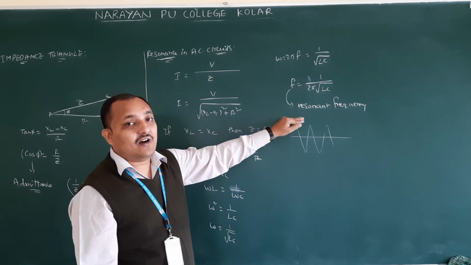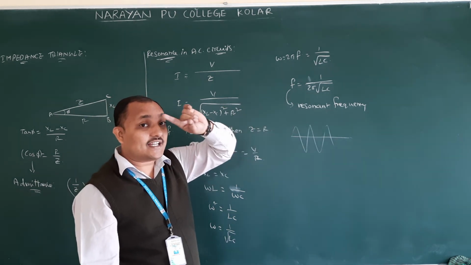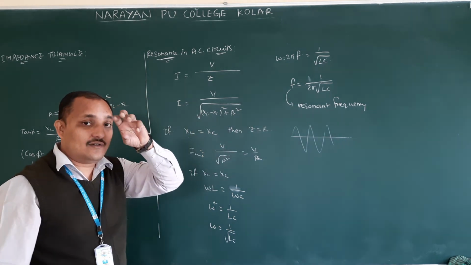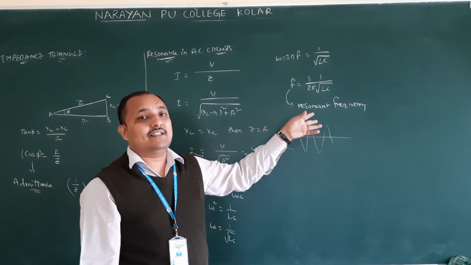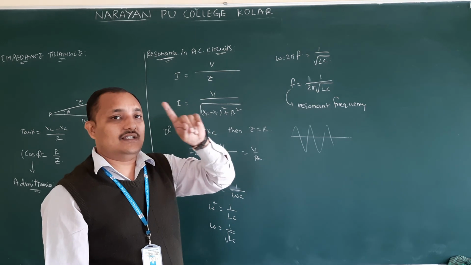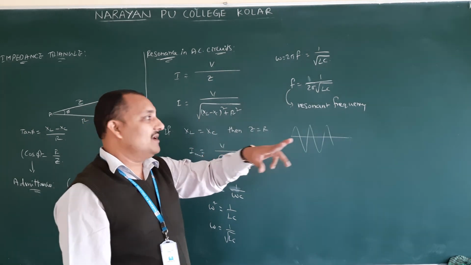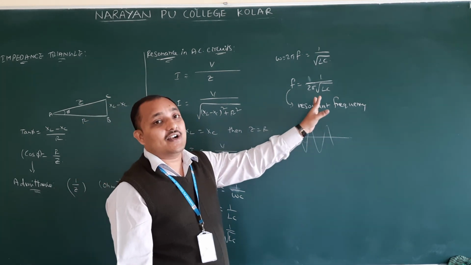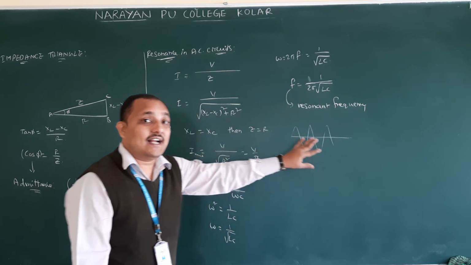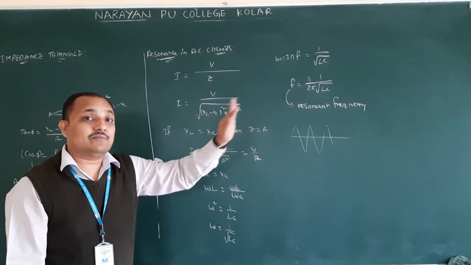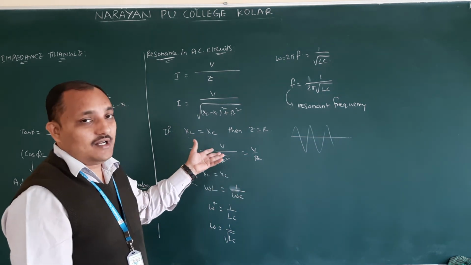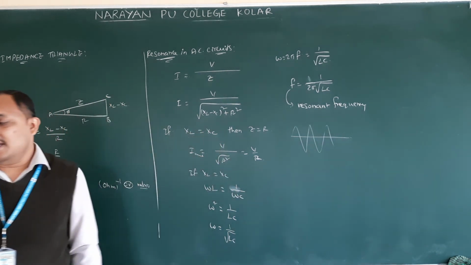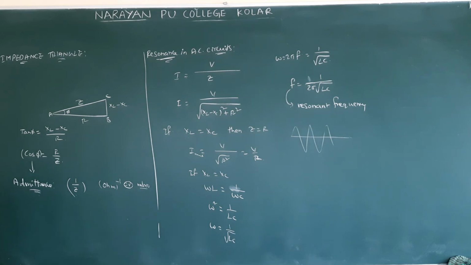The frequency of the alternating source, we connected E is equal to E naught sin omega t. The frequency of alternating current at which resonance occurs, that is in a single line. If you want to write it briefly, it is the frequency of alternating current at which current becomes maximum in AC circuits. That is also correct. Both will be the same. That is the equation for resonance frequency.